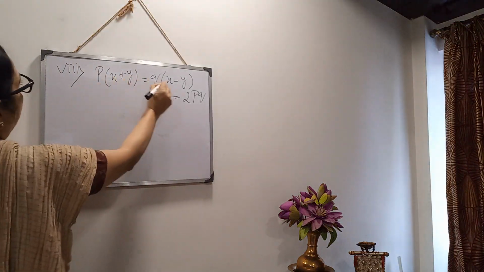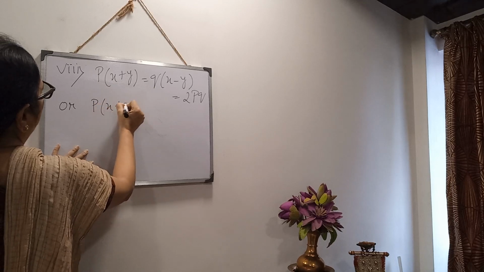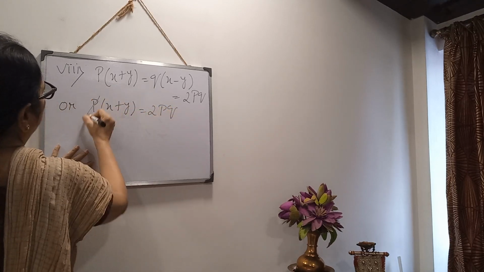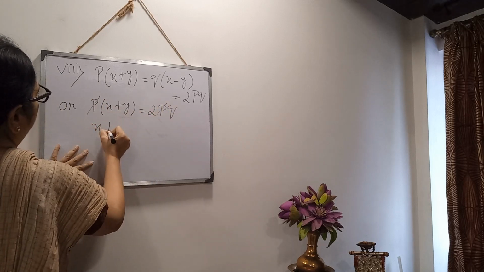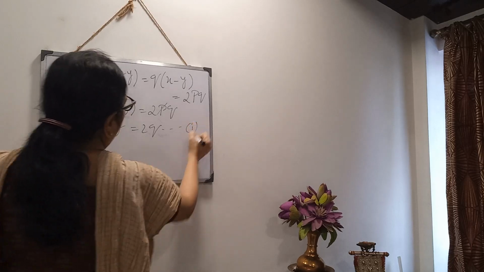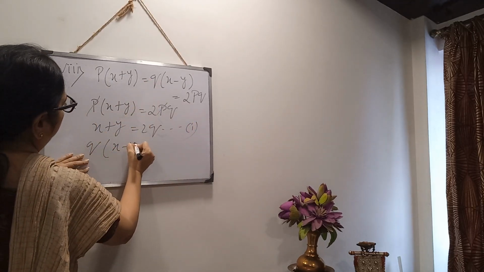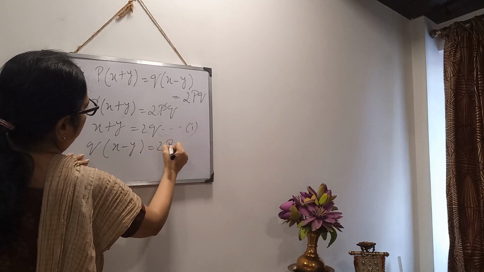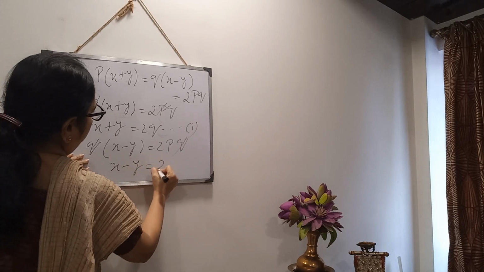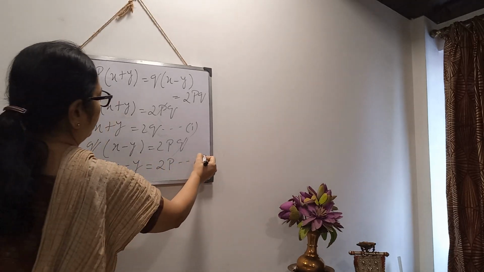How? All are equal. So we can write here in this form p into x plus y equals to 2pq. Clear? Now p cancel. So x plus y equals 2q. This is my equation number 1. Again I can write from there q into x minus y equals to 2pq. q cancel out. So x minus y equals to 2p. This is my equation number 2.